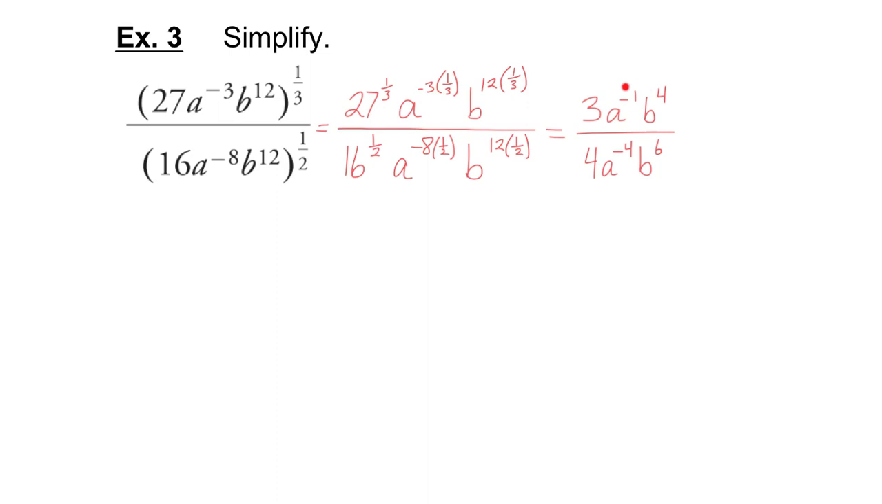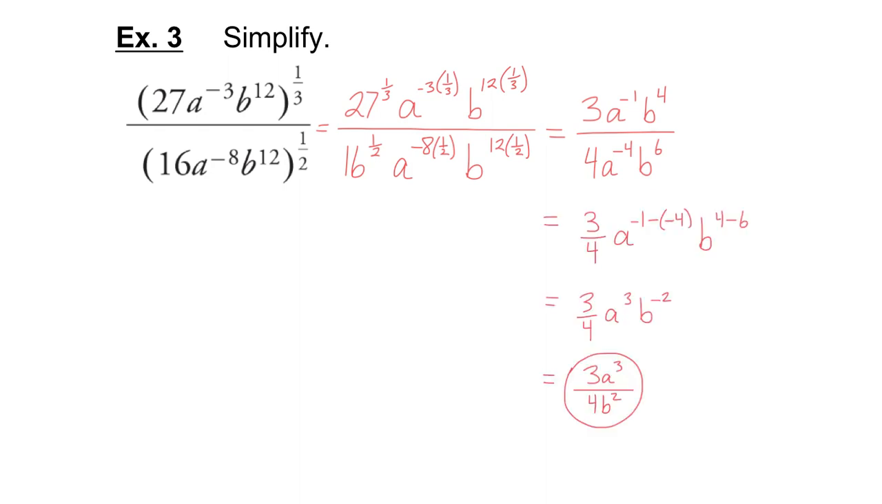So now I don't have a power of a power anymore. I'm going to use my rules for dividing powers with the same base. So 3 divided by 4 is 3/4. A to the minus 1 divided by a to the minus 4 is, well, subtract the exponents. A to the minus 1 minus minus 4, which is 3. B to the 4 divided by b to the 6 is b to the 4 minus 6, which is minus 2. Now this, I don't like negative exponents.